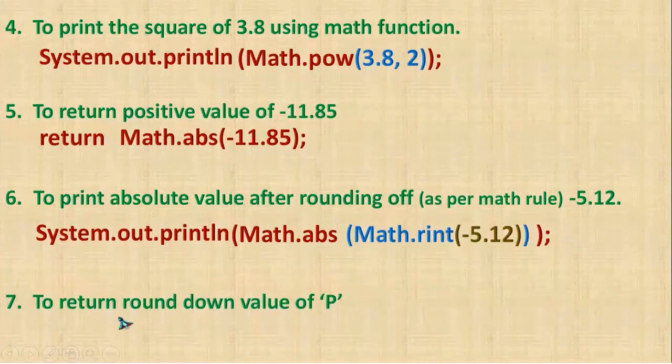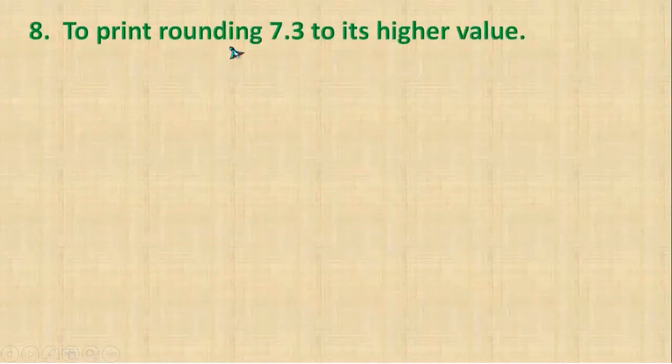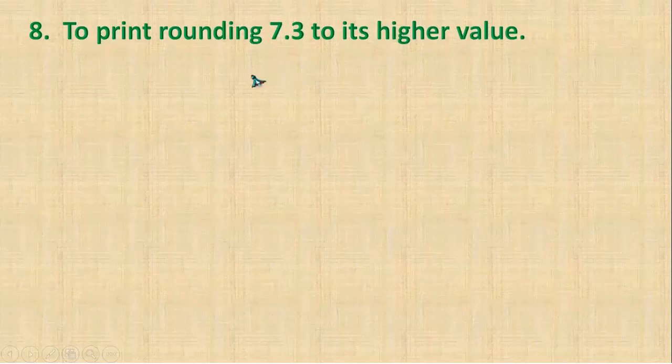Next, return the round down value of p. So round down means the floor function. Return Math.floor(p) and then close. To print rounding 7.3 to its higher value. Higher value means that is the top value. You can remember ceiling, that is seal.